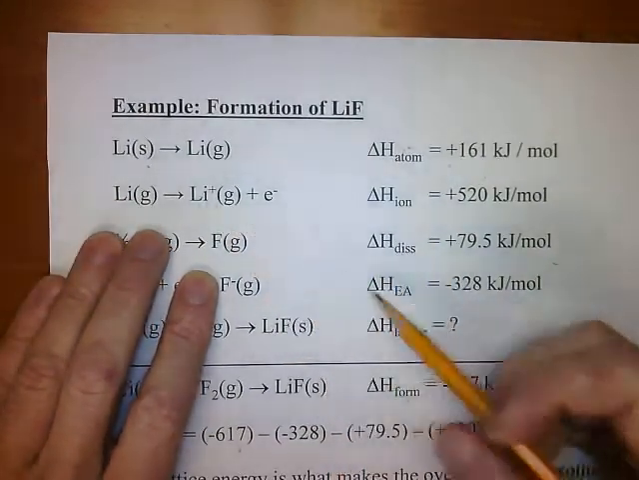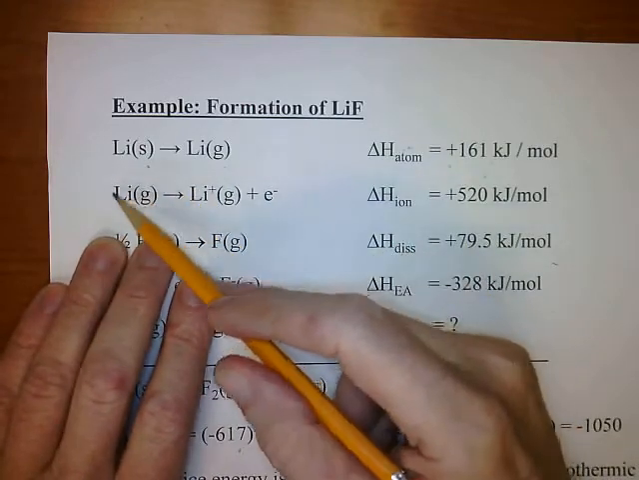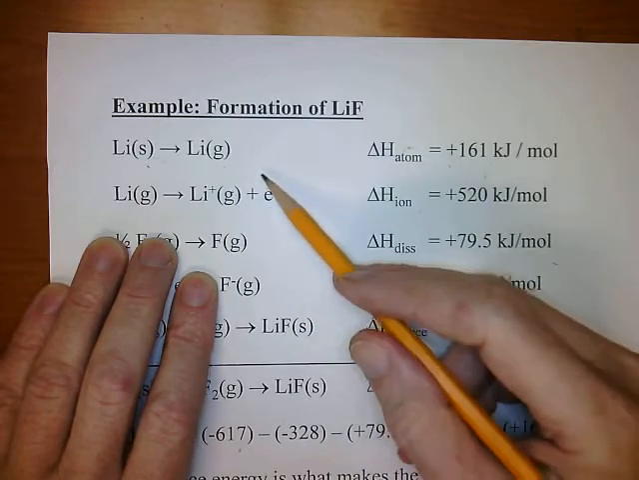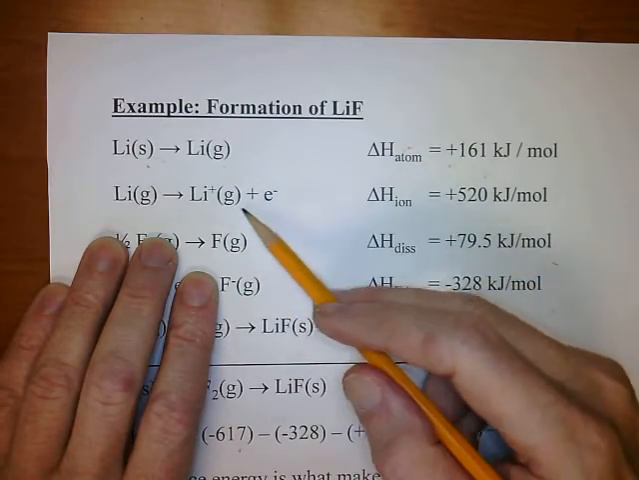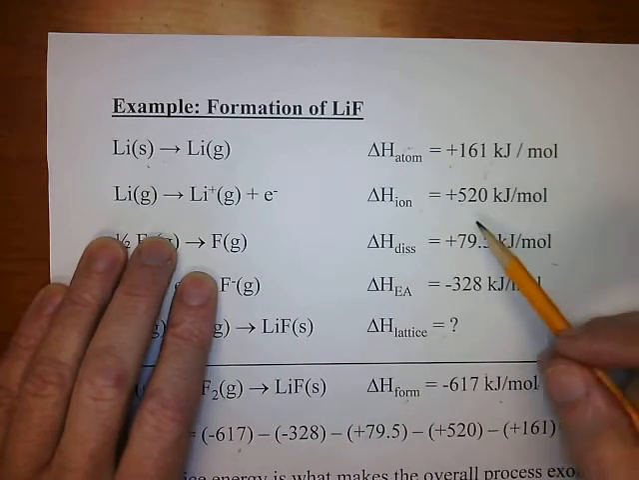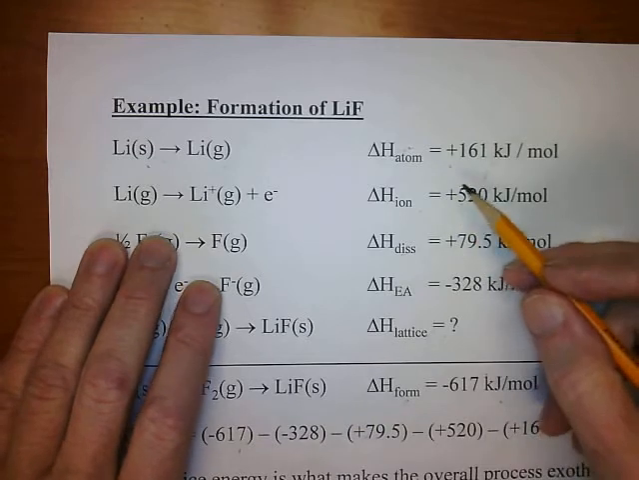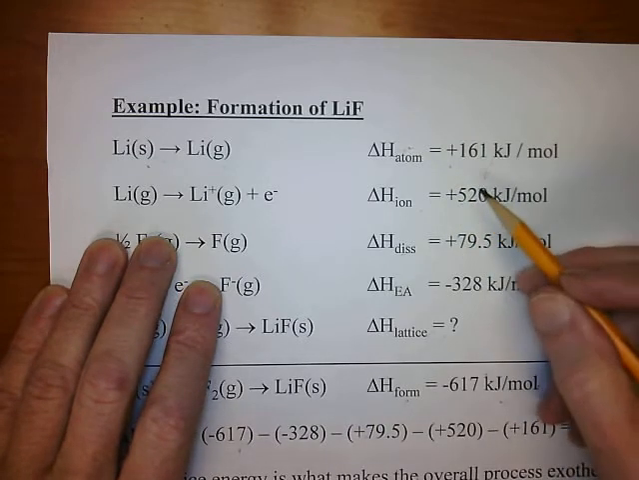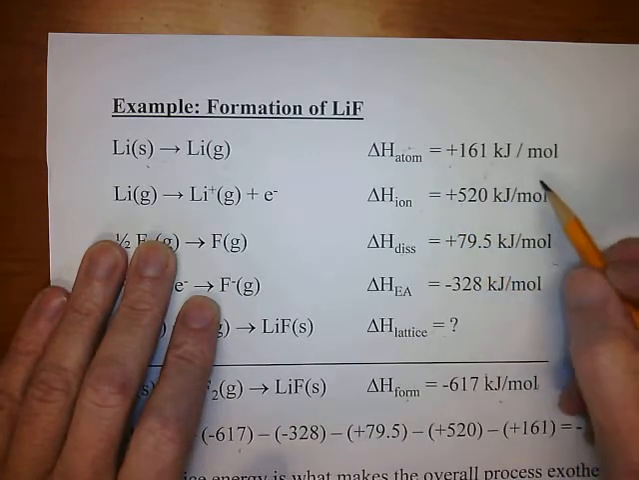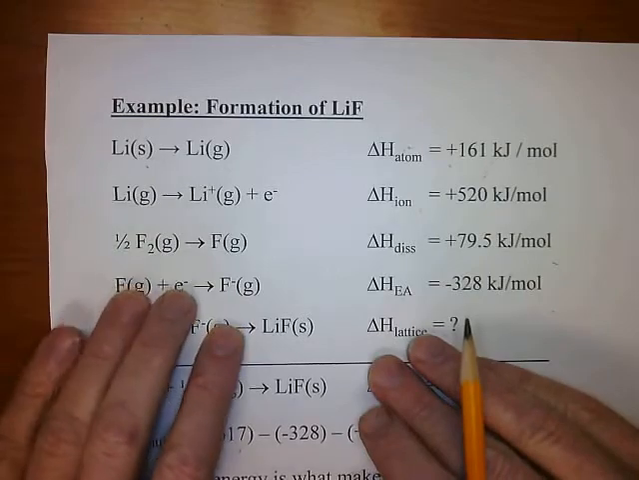In the next step, we're going to ionize the lithium. So we go from lithium gas to lithium plus an electron. We're ripping out an electron. That's the definition of ionization. So this is the ionization energy, which is positive 520 kilojoules per mole. So here we have another endothermic step, a pretty large endothermic step.